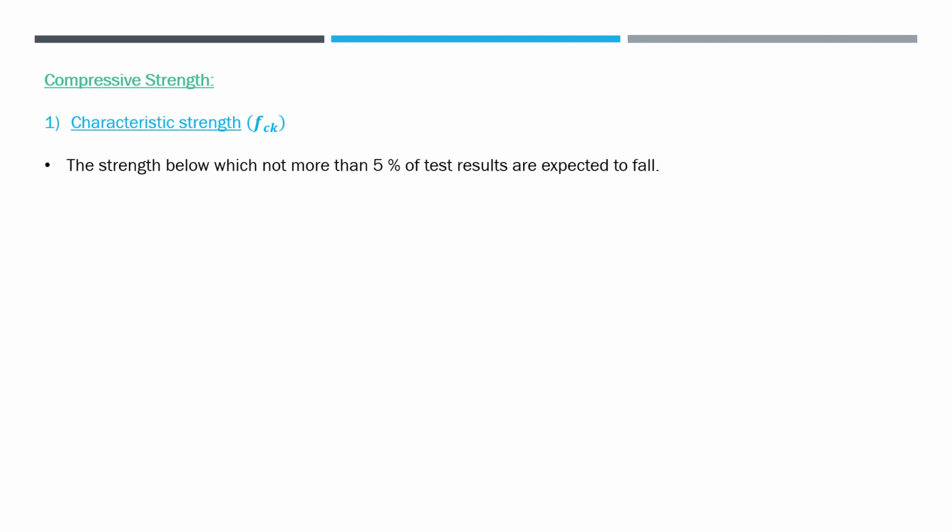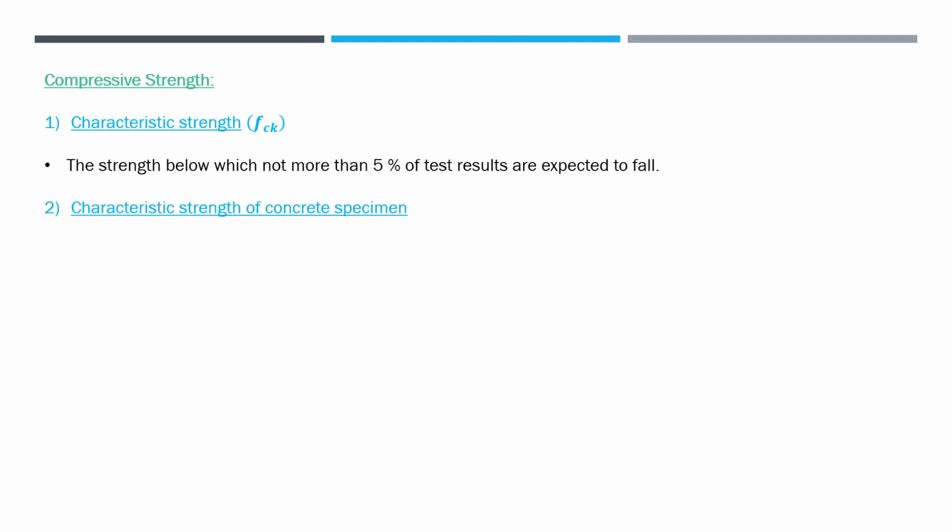Next is compressive strength. Like load, strength of concrete also varies for the same grade of concrete mix, and therefore a single representative value known as characteristic strength is selected based on statistical and probabilistic principles. Characteristic strength (fck) is defined as the strength below which not more than 5% of test results are expected to fall. That is, there is 95% probability of achieving this strength value.